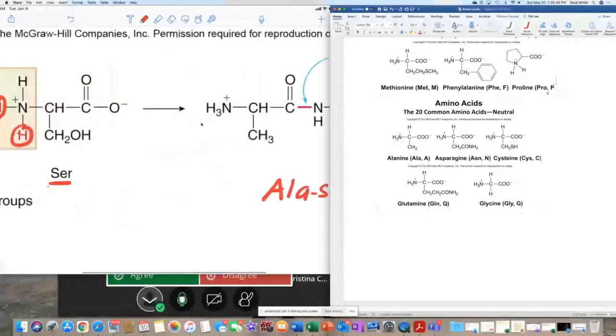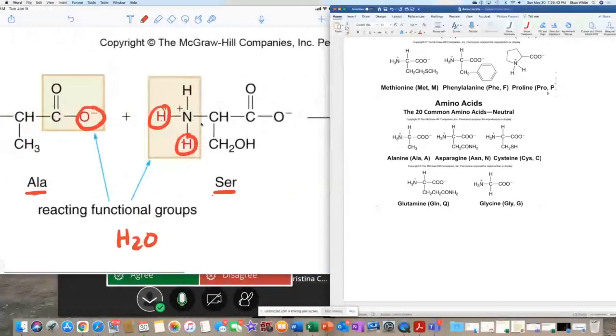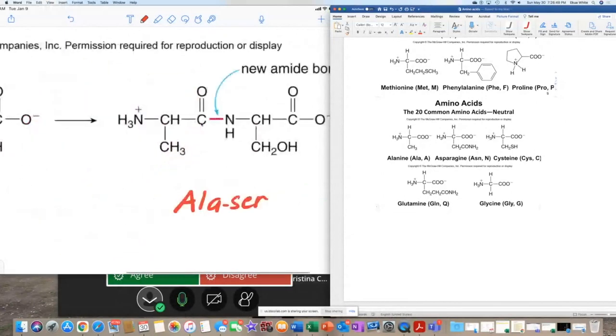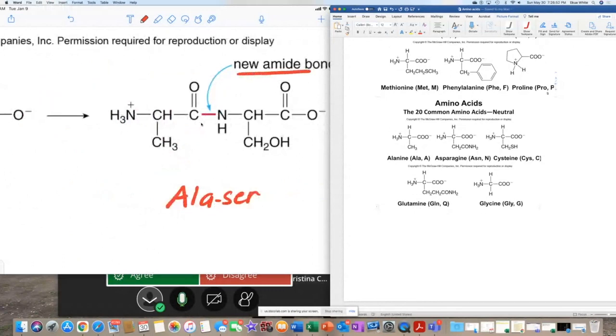And then the nitrogen that lost two hydrogens is now neutral. And the carbon that lost one oxygen bonds with the nitrogen. And so this is where the new amide bond is made. Amide bond, peptide bond.